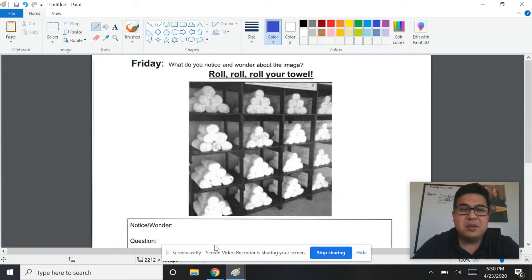We start off with the notice and wonder. We're looking at this picture. I know it is black and white, but you should still be able to tell that those are towels. They look like they're rolled up. Maybe they're at a gym. But when I'm looking at the towels, I'm noticing certain patterns. I'm noticing how many towels are in each of those little cubes.